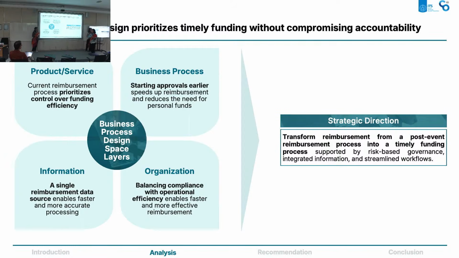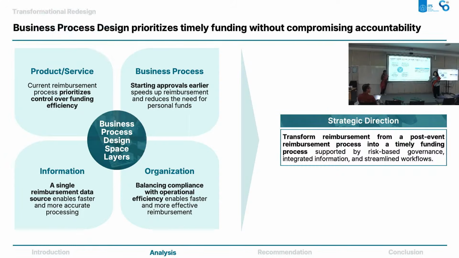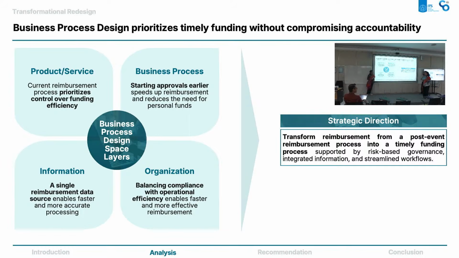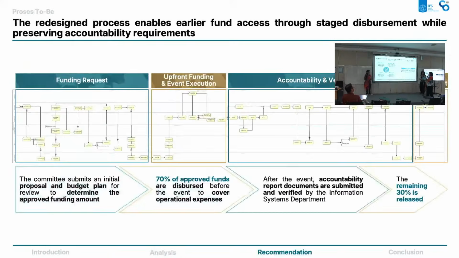In the information layer, we found that having a single integrated data source for the reimbursement process could make the process more accurate and faster. And the last is the organization layer. In the organization layer, balancing compliance with operational efficiency is the key to making reimbursement faster and more effective. And this is the direction and foundation for the stage fund disbursement solution that we will present next.